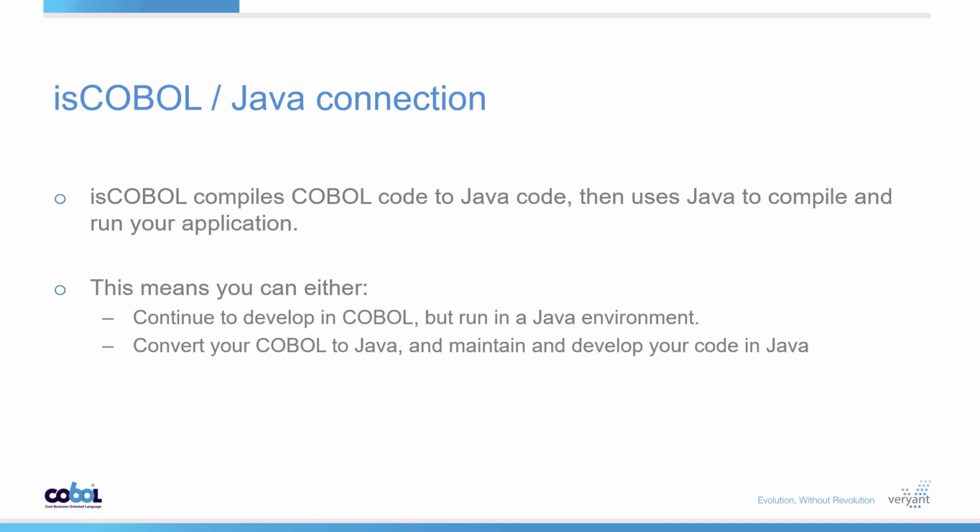But another option is to convert your COBOL code to Java and leave your COBOL behind. You would keep and maintain and continue to develop your programs all in Java. This is a pretty good solution for batch COBOL applications. But for some COBOL to Java tools, this isn't a viable solution. Unlike isCOBOL's Java code, the code these tools generate is too complex and difficult to work with.